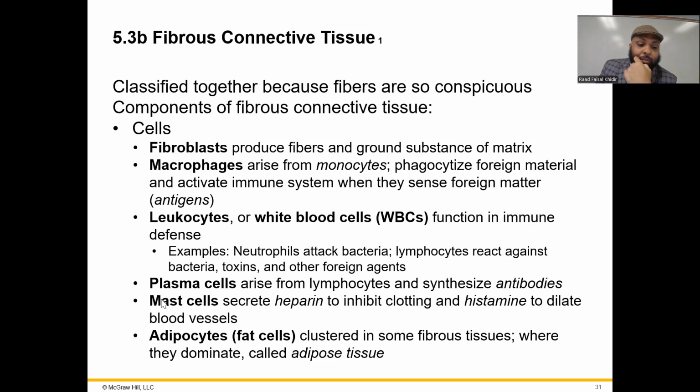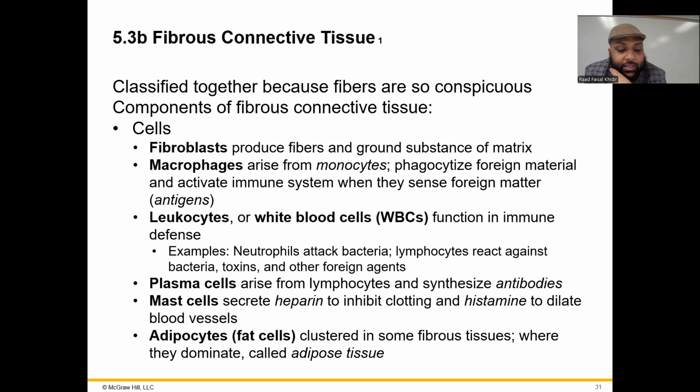It's very important. The mast cells secrete heparin to inhibit the clotting and histamine to dilate the blood vessels. That's why when you have inflammation, you have a lot of histamine that is secreted. That's why they tell you to take antihistamines if you have some sort of inflammation, to decrease the dilation and the excessive blood. And then you have heparin. Heparin is an anticoagulant. It prevents coagulation.